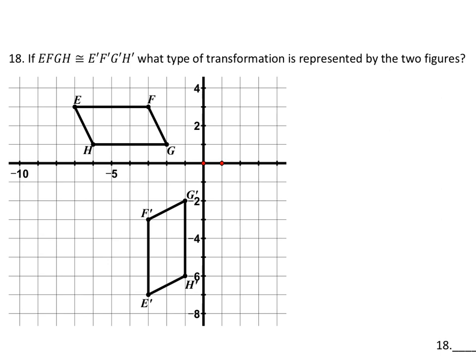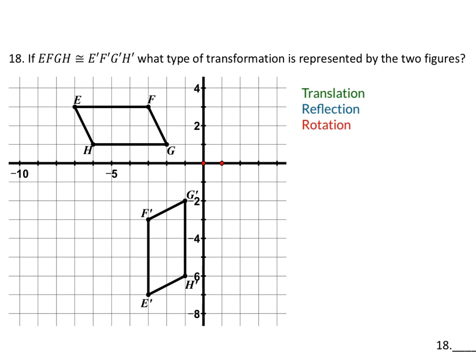If the shape EFGH is congruent to E prime, F prime, G prime, H prime, what type of transformation is represented by the two figures? We've got 3 options on this. So on this one, we only wanted one of the transformations. And yeah, let's look at the options then. So let's see, and some of you guys would put 2 different transformations on this, which would work, I suppose, as long as you explained it right.